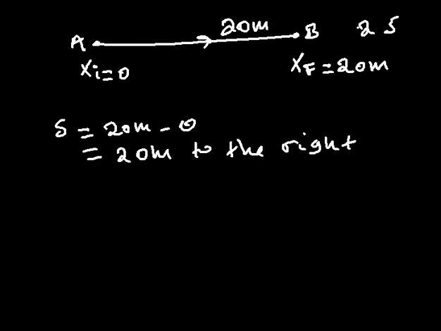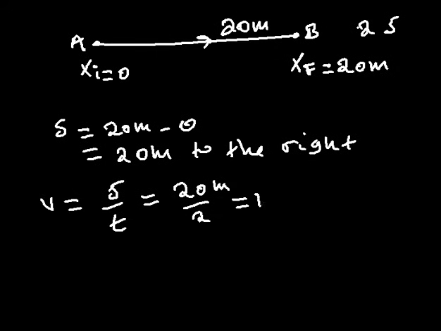And what can you say about the velocity? Velocity is the rate of change of displacement per unit time. So velocity is equal to displacement over time. That will be 20 meters divided by 2, which is 10 meters per second, and to the right, since velocity is the speed with direction.